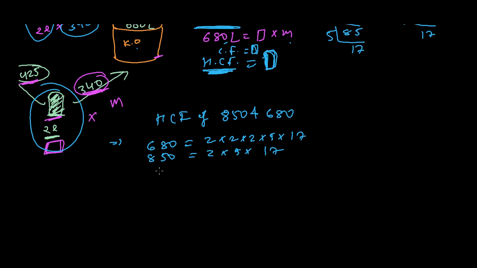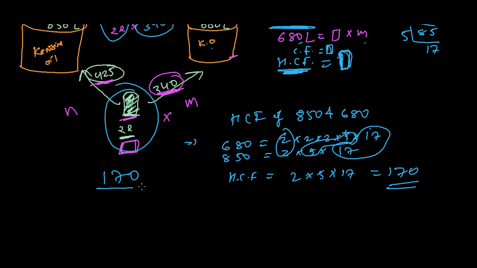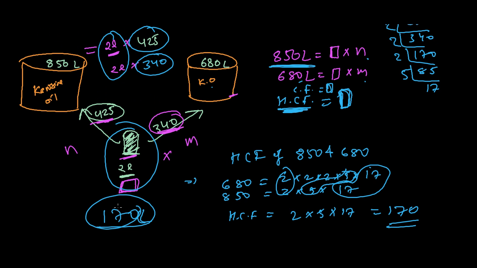So our highest common factor: 2 is common, 17 is common, and anything more? Yes, 5 is also common. So it's going to be 2 times 5 times 17, that is 170. So the maximum capacity of the container is 170 liters. This 170 liter container can measure the oil of 680 liters an exact number of times. Similarly, a 170 liter container can measure the oil of 850 liters an exact number of times.